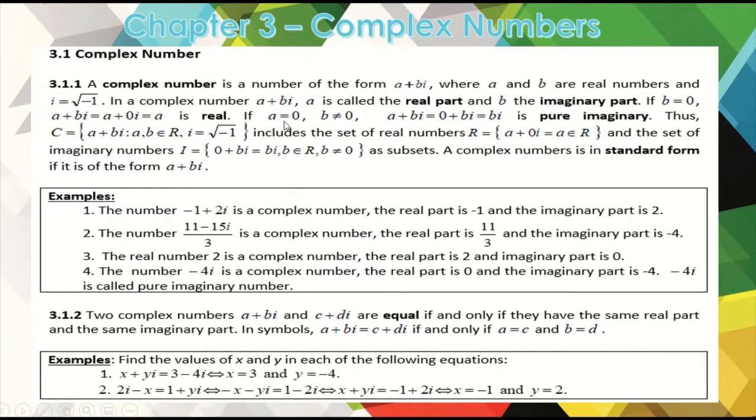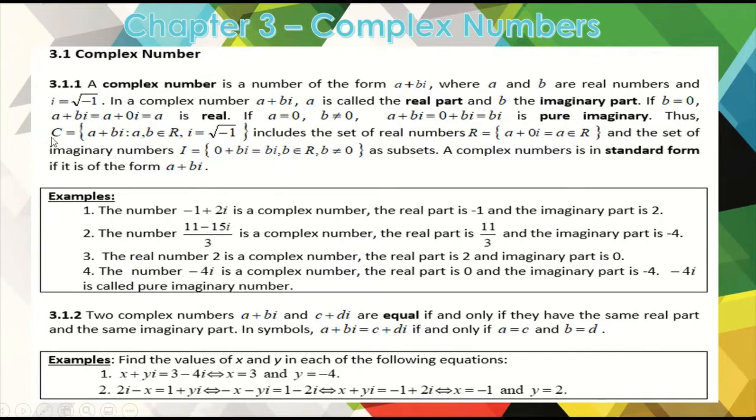And if a is 0 and b is not equal to 0, so a plus b times i is equal to, so kung 0 si a, substitute nato si 0, pero si b dili 0, so ang mahitabo, that is 0 plus b times i, which is equal to b times i or bi. That is pure imaginary. So, kung b times i na ang mahabilin, pure imaginary na siya.